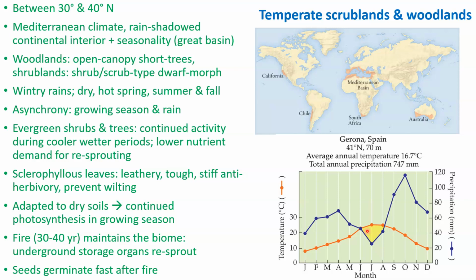So the climatically favorable growing season does not match with rain. That's what happens in these temperate scrublands and woodlands. So the vegetation you find in these environments is evergreen, right? The trees and shrubs are evergreen. Why?